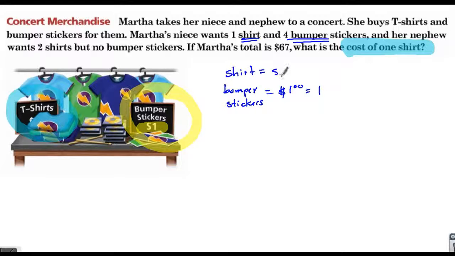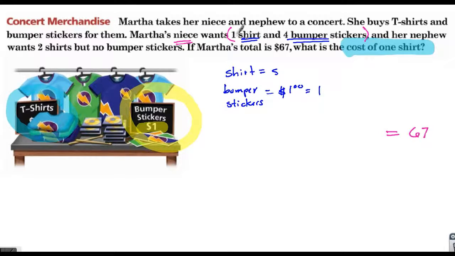Okay, so Martha just spent $67 in total between her niece and nephew. So if I write an equation, that means in total, she spent a total of 67. So our equation is going to eventually equal 67 because that was the amount that she spent. Okay, so now let's look at her niece. Her niece purchased 1 shirt and 4 bumper stickers. And bumper stickers are $1. So really she spent $4 here. So for her niece, we're going to go ahead and say that it's 1 shirt, or S, plus 4 bumper stickers, or the value of 4.